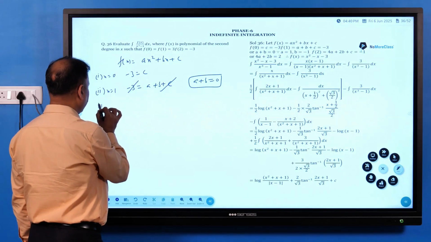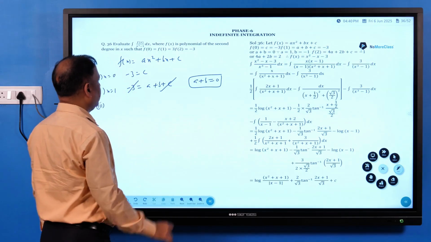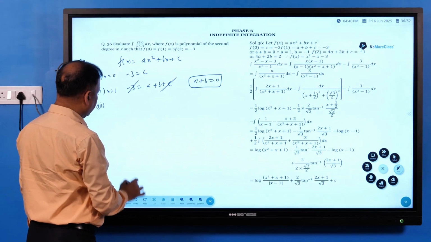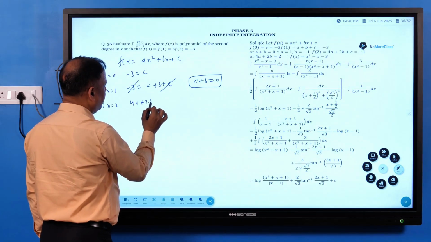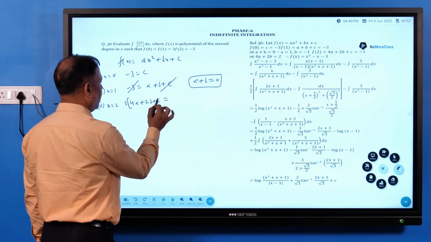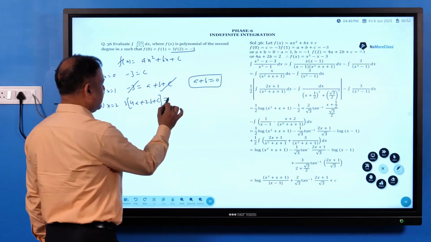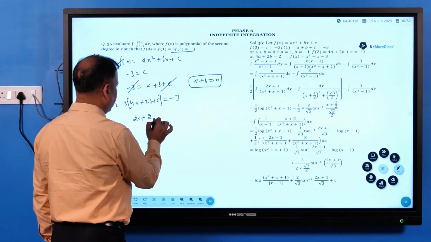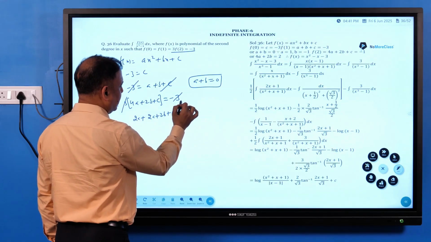Next is 3f(2) = -3. So put x = 2 here. If I put x = 2, we get 4a + 2b + c, and 3 times f(2) is equal to -3. So this 3 will cancel, and we get 4a + 2b + c = -1. The 3 cancels, so 1 is left.